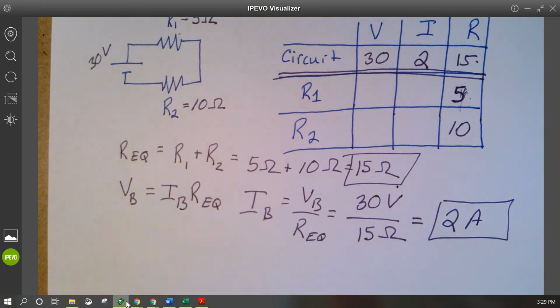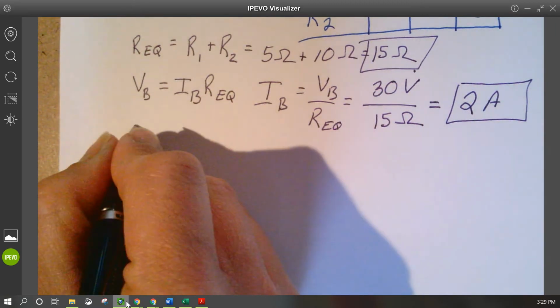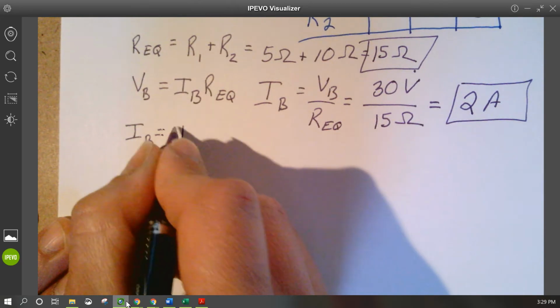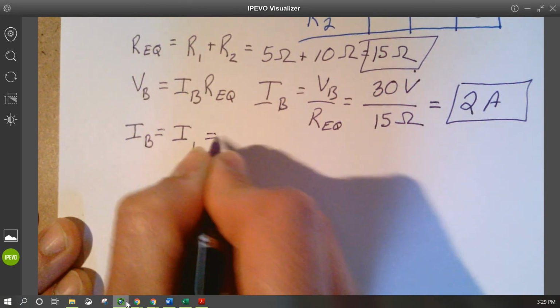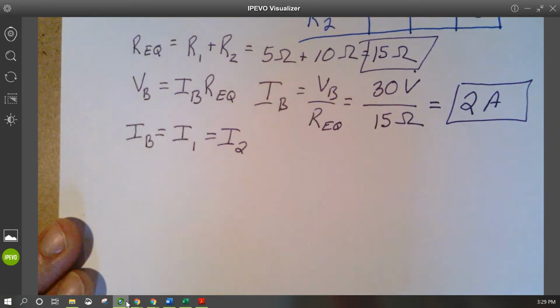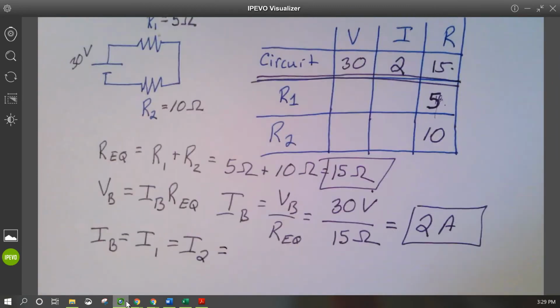or the current. So let's also remember from our equations that in series circuits, the current that travels through the battery is the exact same amount of current that goes through each resistor. Because a series circuit is one big loop, all of the current has to go through every single resistor. Since I just found that 2 amps of current flow through the battery, that means that 2 amps of current flows through resistor 1, 2 amps of current flow through resistor 2. So I'm just going to put 2 amps here.